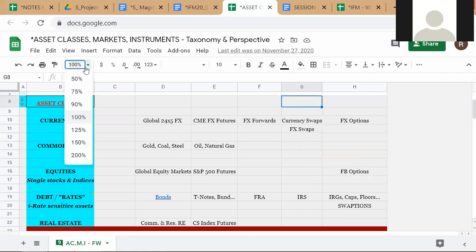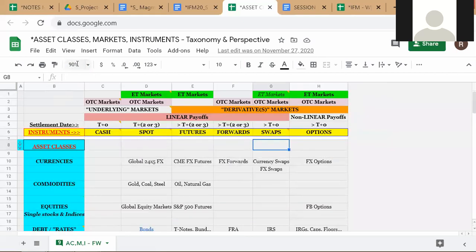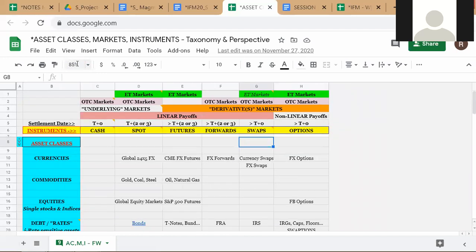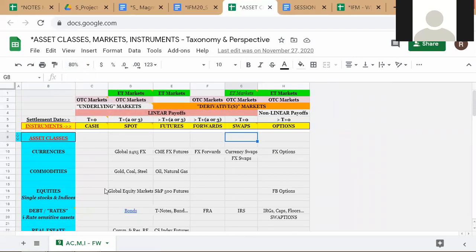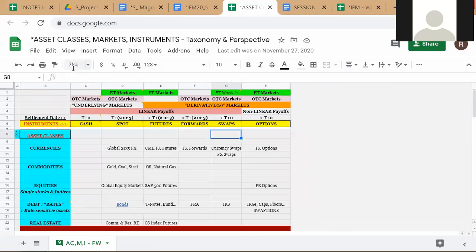We make this a little bit smaller. Hopefully we can see everything. We can see all the asset classes, still can't see everything. So let's make it 85. Still can't see everything. All right. Now you can barely see some stuff. Okay. But I don't know if you can read it. But anyway, so now you can see everything.